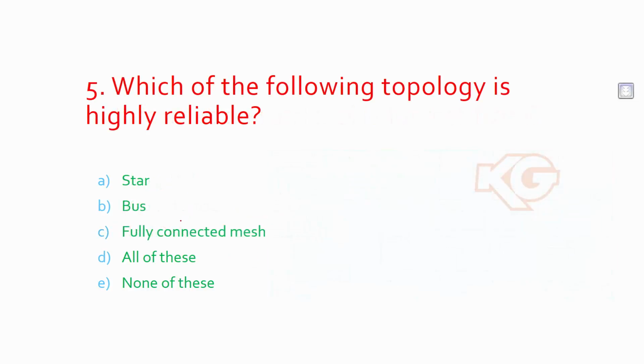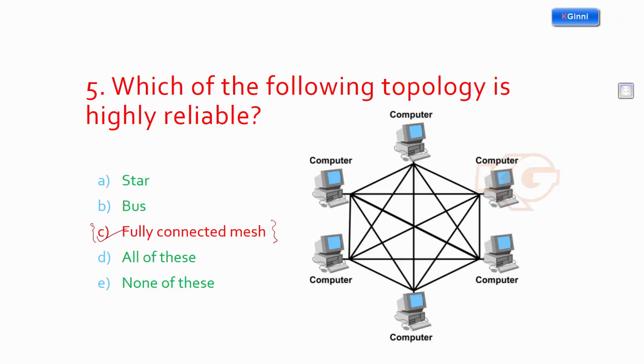Which of the following topologies is highly reliable? In this case, it should be fully connected mesh, when cost is not a matter. In this case, it didn't mention anything about it. So this is how it looks. These are computer terminals and all are connected to each other.